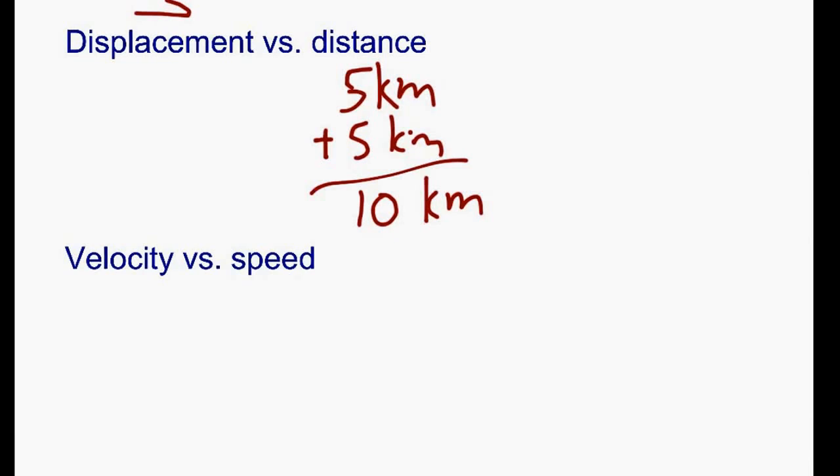The odometer on your car, if you were driving, would show 5 kilometers being added going one way, and it would add another 5 going back. Your odometer doesn't care which direction you're going, it just wants to know the total distance you traveled.